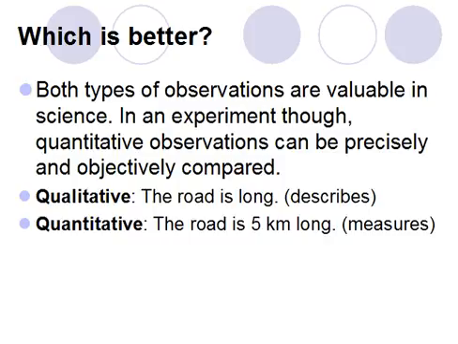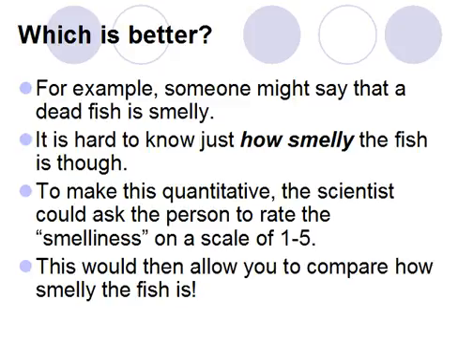Some things are easier to quantify than others. Scientists use innovative ways of turning qualitative into quantitative observations. For example, someone might say that a dead fish is smelly. It's hard to know just how smelly the fish is, though, right? What you think is smelly and what I think is smelly could be 2 different things. To make this quantitative, the scientist could ask the person to rate the smelliness on a scale of 1 to 5. This way, we could then compare exactly how smelly the fish is.